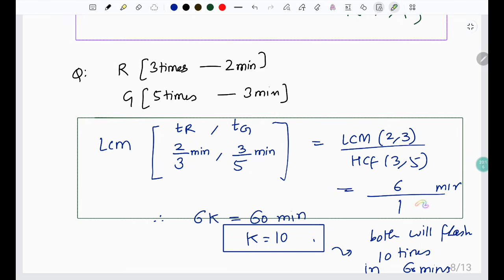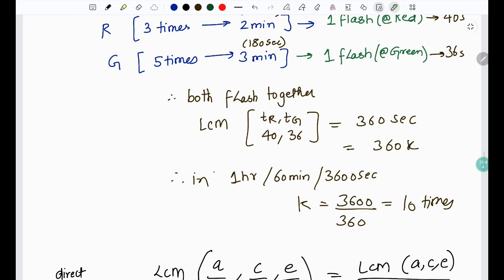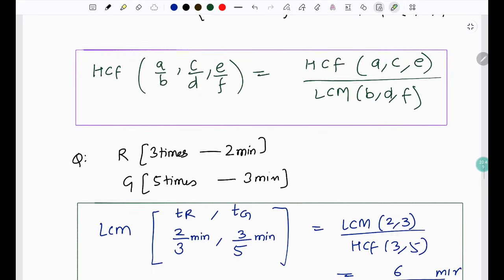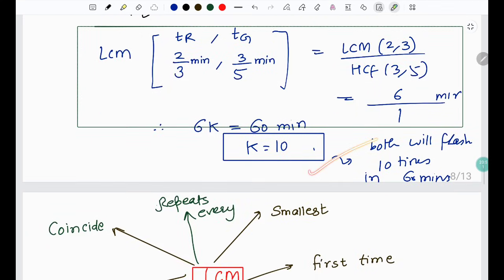Therefore, the LCM of 6 minutes means they will be flashing together as a multiple of 6 minutes, 6k. So we'll be equating 6k to the time duration they asked. They asked how many times they will be flashing together in 1 hour, that is 60 minutes. So 6k will be equated to 60 minutes. K will come out to be 10. So in this method we are using minutes, but in the previous question we were using seconds, which was a bit longer. Hence we tried both ways. This is a bit shorter way, so the answer will be 10 times.